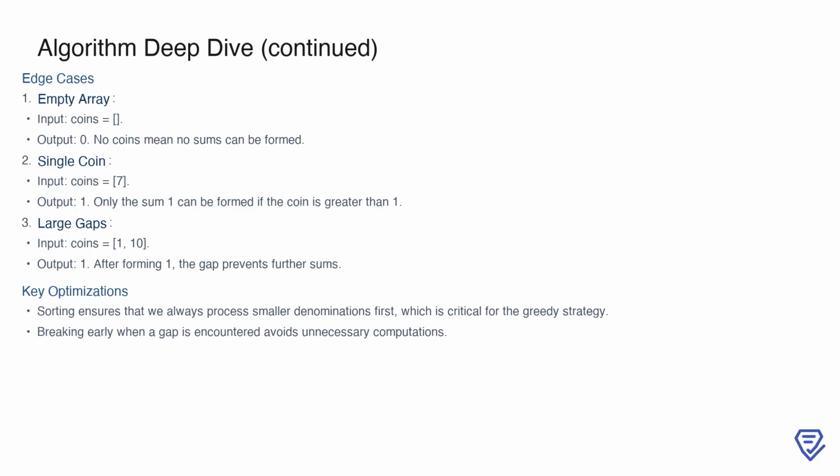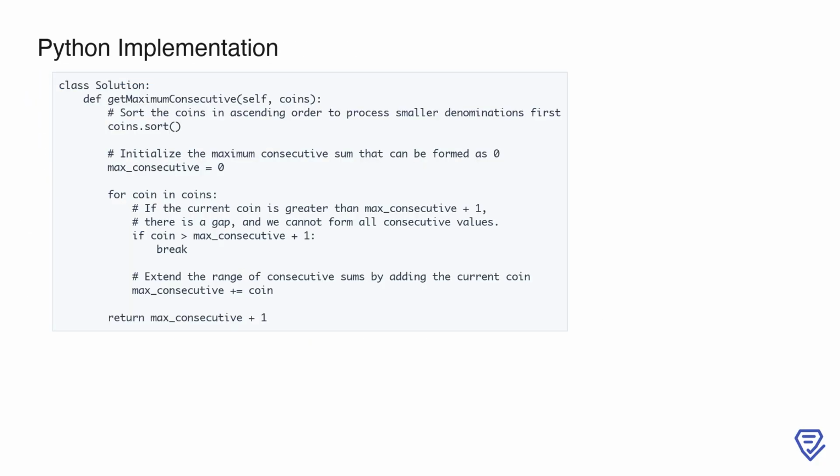Key optimizations in this approach include sorting the coins to process smaller denominations first and breaking early when a gap is encountered, avoiding unnecessary computations. These techniques ensure the algorithm is both efficient and robust. The given code solves LeetCode problem number 1798, maximum number of consecutive values you can make, using a greedy algorithm. Here's a detailed breakdown of the solution.